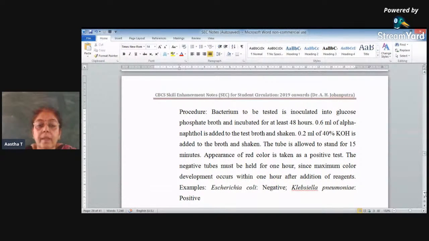So here what we do is we take glucose phosphate broth, inoculate it with the organism, incubate it for 48 hours. After 48 hours, you add 0.6 ml of alpha naphthol, shake it, add 0.2 ml of 40% KOH, again shake it and allow that tube to stand for a few minutes. After that, if you see the reddish brown color, it is a positive test. If there is yellowish color, then it is a negative test. Clear? So Escherichia coli gives a negative Voges-Proskauer test. Klebsiella pneumoniae gives a positive Voges-Proskauer test.